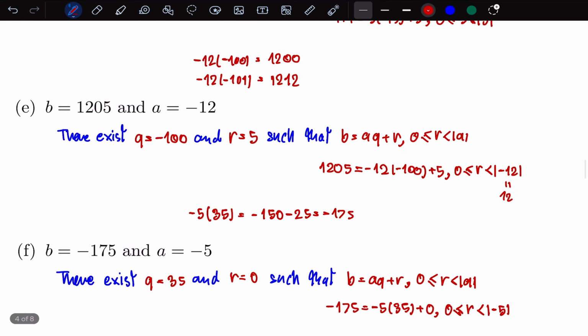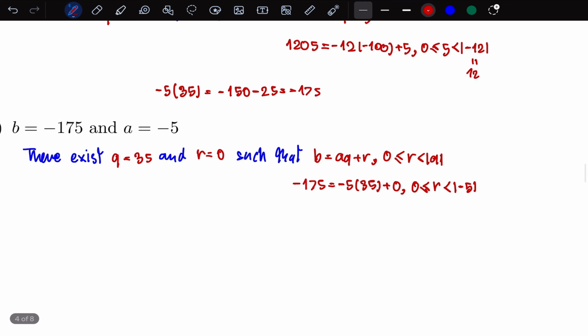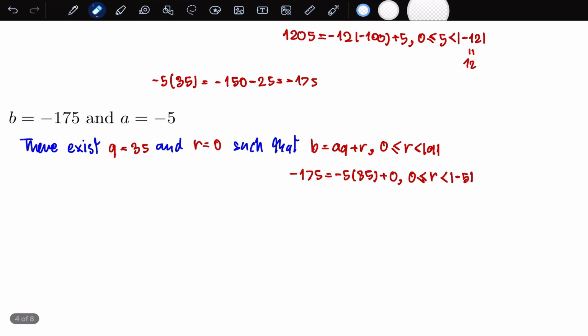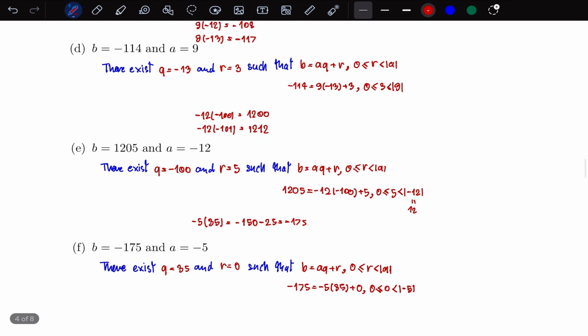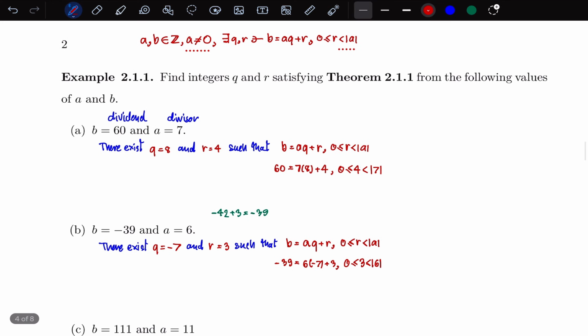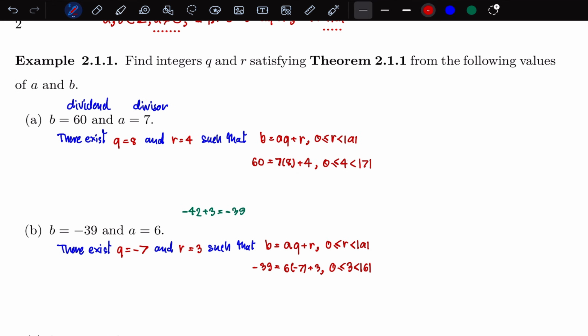For E, R must be 5. So you're going to have 5 greater than or equal to 0, less than absolute value of minus 12. For this case, R is 0. Okay? So this is how to use the division algorithm to find the quotient and the remainder when the dividend and the divisor are given.